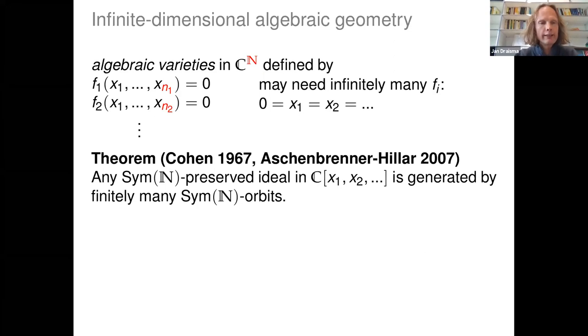In the following sense, if you have any ideal of polynomials in this infinite polynomial ring, which is preserved by all possible coordinate permutations, then in fact, it is generated by finitely many orbits under this infinite group. So you can write down, say, F1 up to F10, and you take the orbit under this group of each of them, that gives you infinite sets, and the ideal that they generate is your given ideal. So in our example of the origin, you could just write down x1 is equal to zero, and you apply all permutations, and then you get all other equations for free.